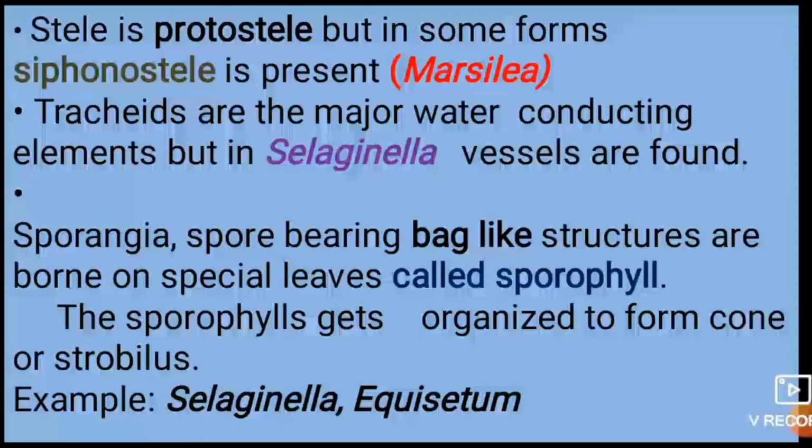The stele is protostele, but in some forms siphonostele is present. The stele is one of the specialized characters of Pteridophytes. Stele is nothing but the arrangement of vascular tissue, pericycle, and then pith. Tracheids are the major water conducting elements in Pteridophytes. In most Pteridophytes, vessels are completely absent except in Selaginella. So Selaginella belongs to Pteridophytes, but only Selaginella-type Pteridophytes have vessels.